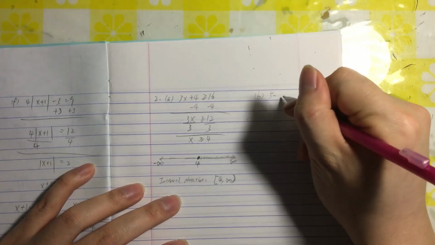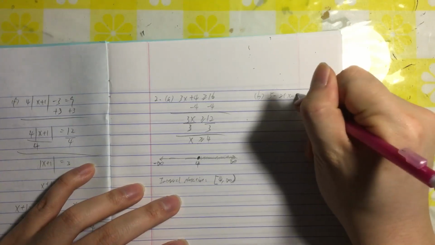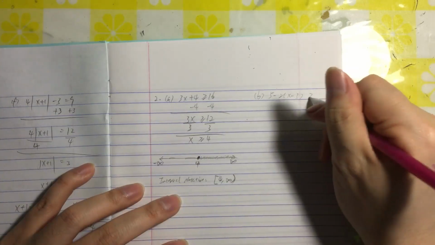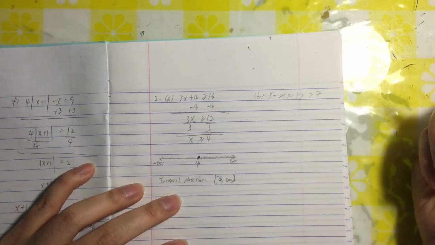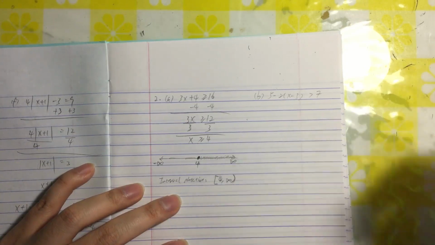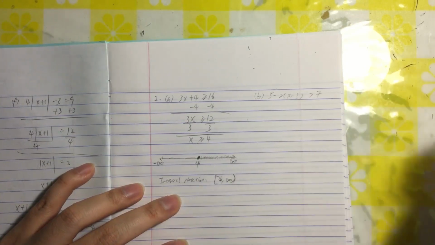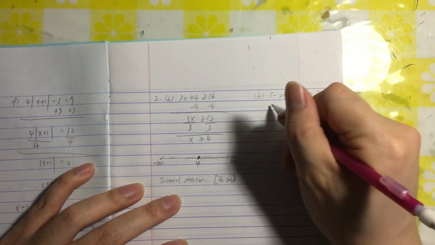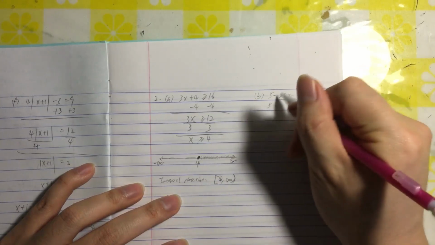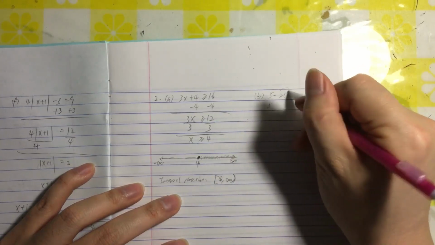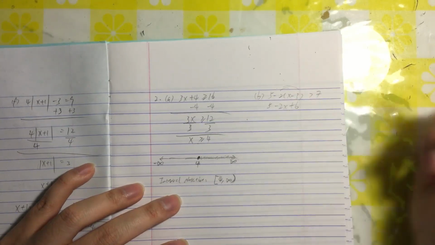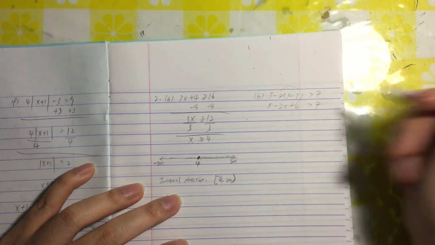5 minus 2 times x minus 3 is greater than 7. The way to solve an inequality is the same as an equation. We try to get x by itself on the left side. So when there's parentheses, we can distribute first. If I distribute -2, I get -2x plus 6 is greater than 7.